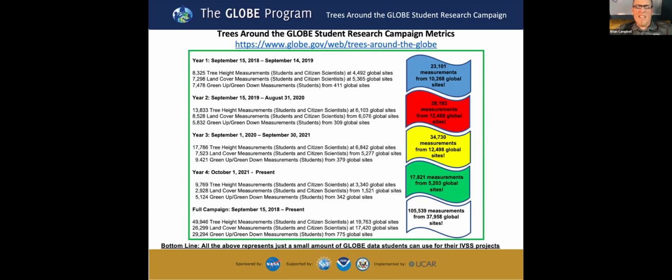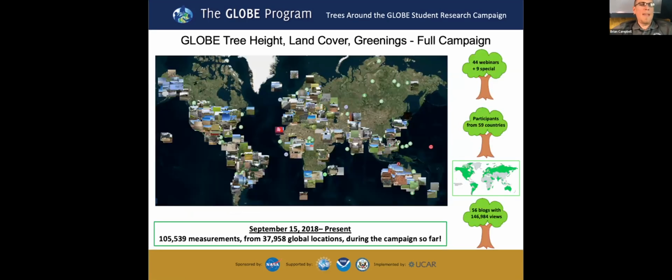So a couple metrics, and once again, I'll pull you down to the bottom of this chart. For the full campaign, we are closing in on 50,000 tree height observations from almost 20,000 sites. We are over 26,000 land cover measurements from over 17,000 global sites, and almost 30,000 green up, green down measurements from over 770 global sites. And once again, all these numbers just showcase the great amount of data that is accessible for students and professional researchers, over probably about 4.5 years so far of the Trees Around the Globe Student Research Campaign. So this really helps us look at change over time.